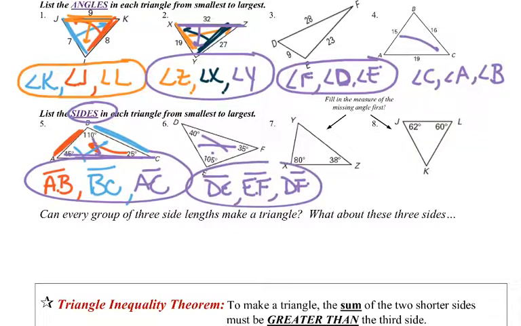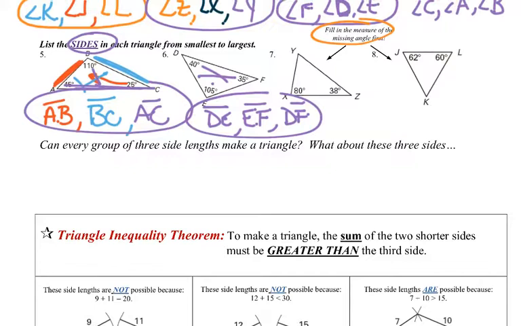Next ones, you might be like, wait, you need to know all three angles. You've got to fill in the missing angle. How do we do that? What do all the angles of a triangle add up to? Right, they add up to 180. So if I do this in my head a little bit, when I add those two, I get 118. So this one's going to be 62. Here, if I add those two, I get 122, so that one's going to be 58.